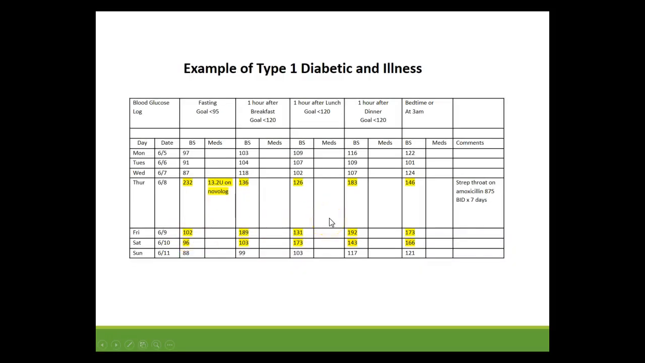This is a really good example just to show you what happens with stress and illness in a diabetic patient. This was an actual patient of mine who was a type 1. And you can kind of see here the 3 days when they were diagnosed with strep throat and starting an antibiotic. And then you can see how things improve after that.